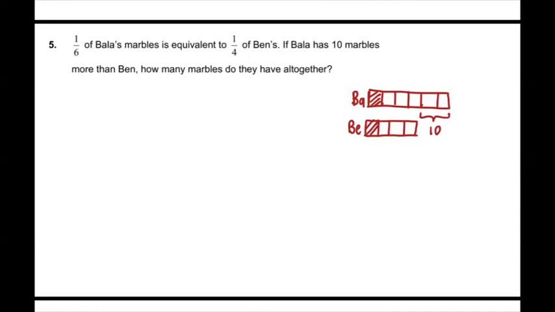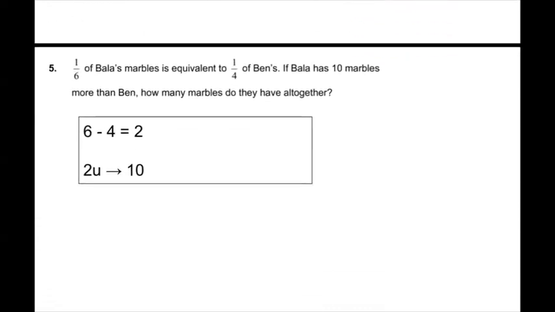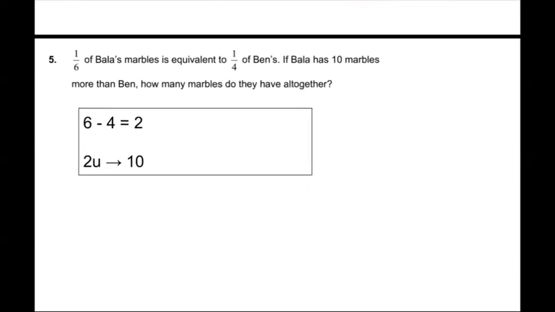So first question is to ask yourself, what is the difference between the number of units that Bala has and the number of units that Ben has? So since Bala has a total of 6 units and Ben has a total of 4 units, the difference between the two would be 2 units. So 6 minus 4 equals 2. Now that you know the difference is 2 units, so 2 units is equal to 10. You would be able to now find 1 unit. So 1 unit would be 10 divided by 2.